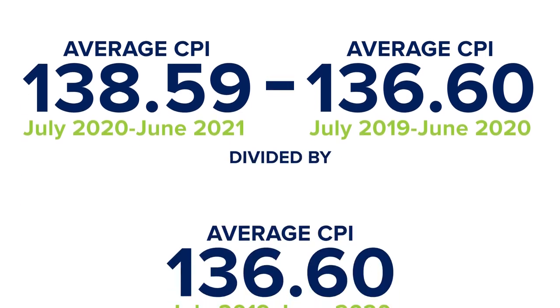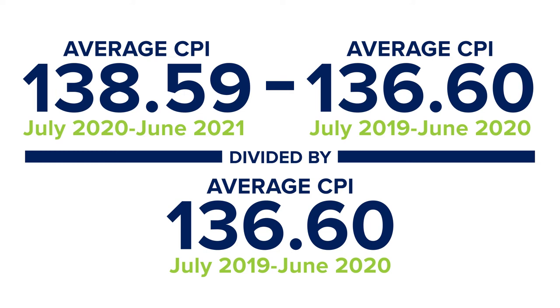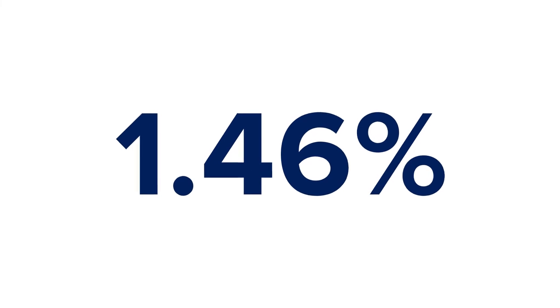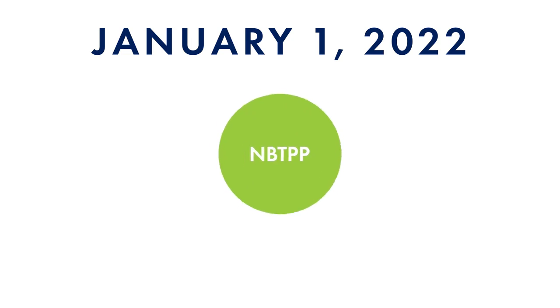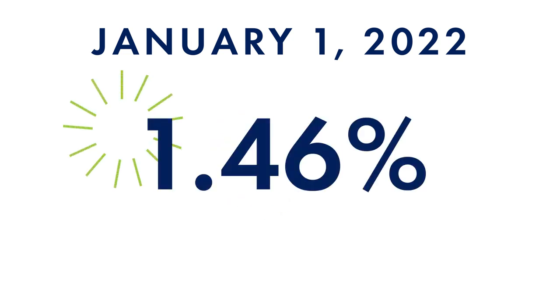The rate available for the IAB was then calculated by determining the percentage change in the consumer price indices for those two periods using the calculation you see on the screen. So 138.59 minus 136.60 divided by 136.60, which equals 1.46%. It is important to note that a negative IAB rate would never be applied under the plan. Based on that calculation, for the period of January 1st, 2022, the indexing adjustment benefit that could be provided to contributing members of the NBTPP was 1.46%.